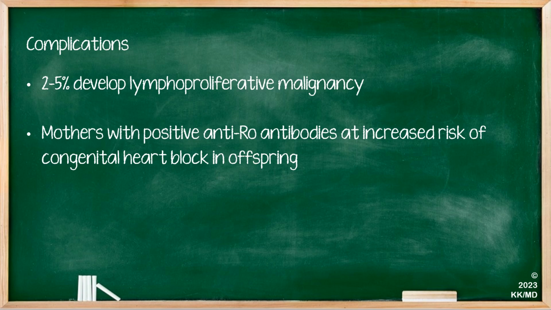As I mentioned previously, patients with Sjogren syndrome are at increased risk of developing lymphomas, and this can occur in approximately 2 to 5% of patients. It's also important to remember that mothers with a positive anti-Ro antibody are at increased risk of congenital heart block in their offspring. So these mothers do require closer monitoring during their pregnancies.